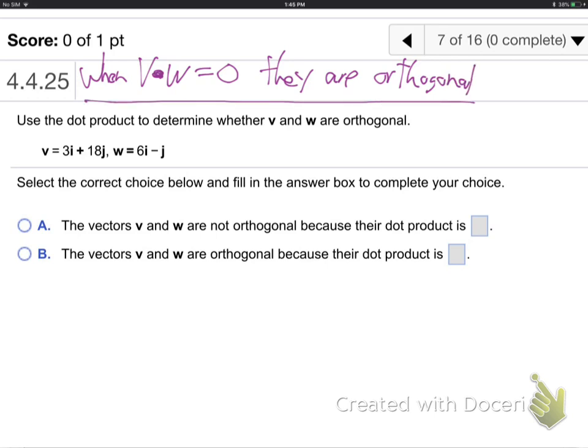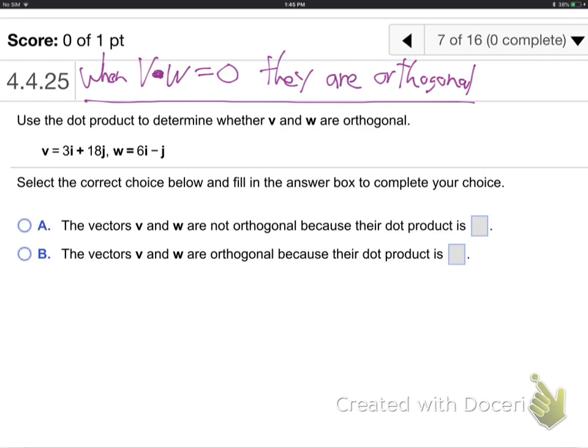So when the dot product is 0, they are orthogonal. Is there any other word you can use for orthogonal? Perpendicular and orthogonal. That's all I can think of. It's all they're going to use in this book for sure. So when the dot product is 0, they are orthogonal. That's how we test for perpendicular or orthogonal vectors, when the dot product is 0.